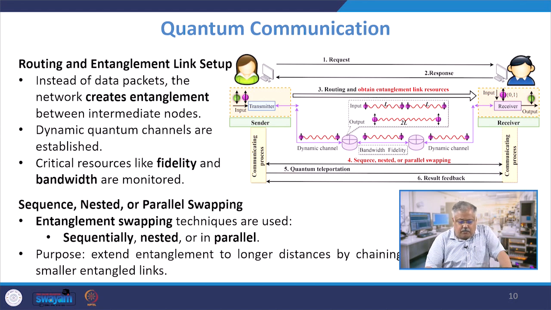So now we have sequence, nested or parallel swapping methodology, and then 3 types of entanglement swapping techniques. These are known as sequential, nested and parallel. And if you have subsequent 2 qubits being done, we define that to be sequential. Nested, parallel means if 2 are in the same state, they can be combined in parallel to each other to form the entanglement swapping in case of quantum communication.